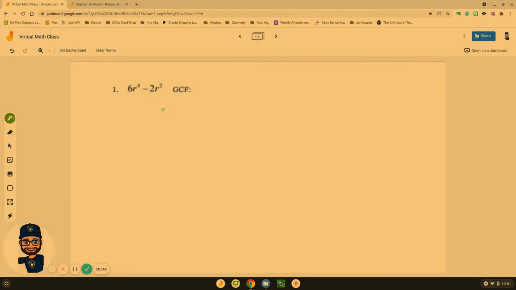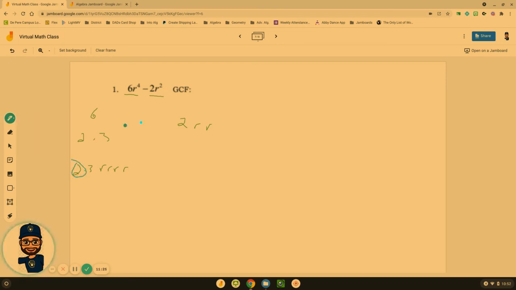All right, here's number one. Find the GCF. We've got two unique terms, 1 and 2. We won't worry about the subtraction sign yet. We're just worried about finding the GCF. If I try to break down 6, that's 2 times 3. Those are both prime numbers, so it's 2 times 3 times 4 r's: 1, 2, 3, and 4. Then 2r squared: well, 2 is already a prime number, times r. Let's look at both of those and determine what they have in common.